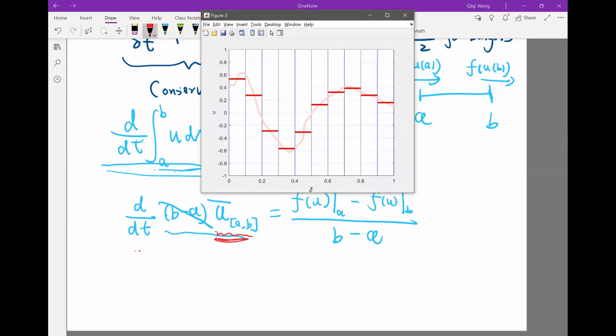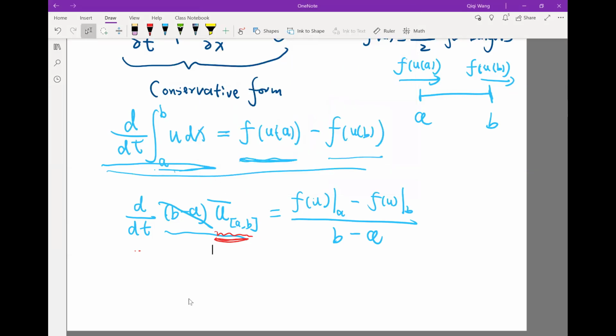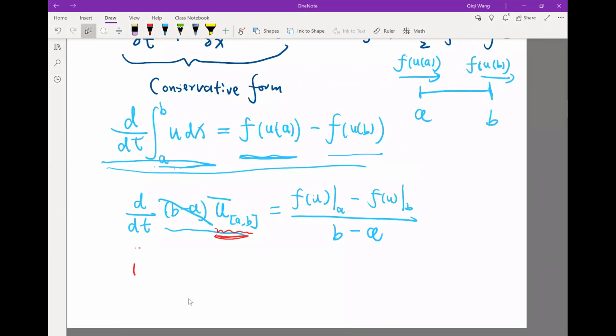So that's what the finite volume method is doing. Remember, in finite difference, the unknowns are the values of the functions at the grid points. In finite volume, this graph is what I'm trying to show you, the unknowns are no longer the values of the function at the grid points. It is now the average of the function within the intervals. So if I use finite volume, the unknowns will be u bar from 0 to delta x, u bar from delta x to 2 delta x, etc. This is going to be the unknowns.